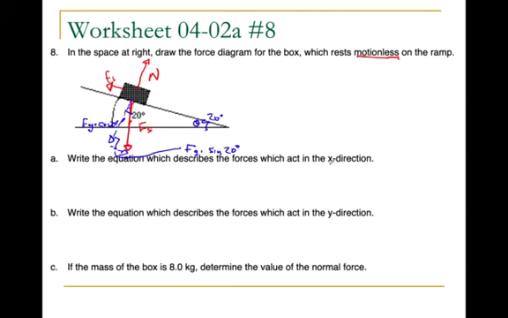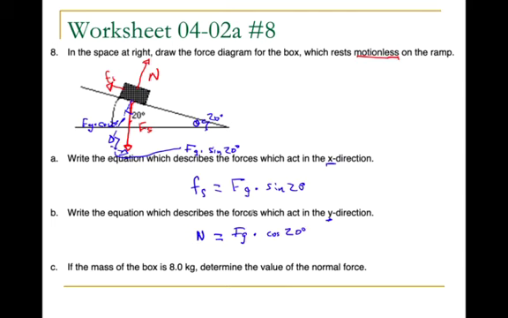Write an equation which describes the forces that act in the x direction. X direction in this case for ramps just means along the ramp. So in this case, what must be true? The force of static friction which is acting up the ramp must be equal to the component of gravity that's trying to drive this thing down the ramp. In other words, this component here must be exactly equal to this component here, or that piece here. And now, y direction just means perpendicular to the ramp. What must be true here? The normal force must be exactly equal to Fg times the cosine of 20 degrees.